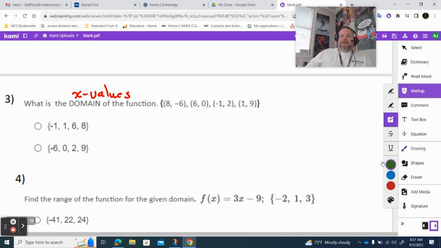All right. So our x values. We are looking for these numbers. Which one of these two have those numbers? This one. Okay. Domain is your x values. I'm just making sure to go over all the rules.